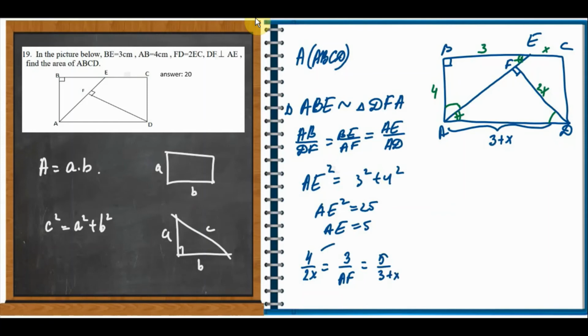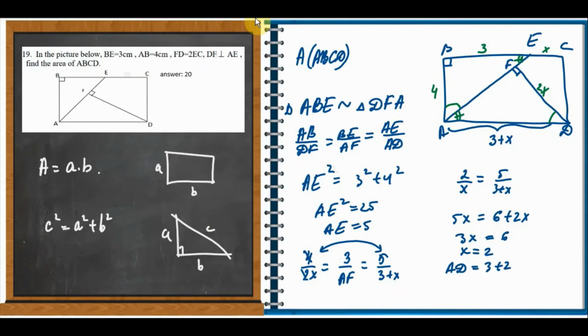Now we will take these two ratios and solve. Before solving, let's simplify the first ratio. It will be 2 over x is equal to 5 over 3 plus x. Now cross product, 5x is going to be 6 plus 2x, and 3x is equal to 6, x is equal to 2. After finding x, we can say that AD is equal to 3 plus 2, which is 5.